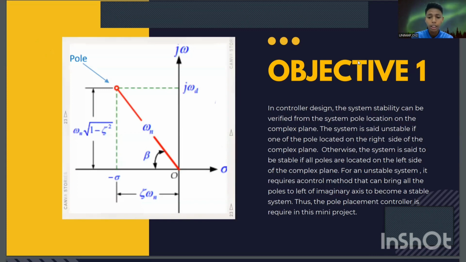the complex plane. The system is said to be unstable if one of the poles is located on the right side of the complex plane. Otherwise, the system is said to be stable if all poles are located on the left side of the complex plane. For an unstable system, it requires a control method that can bring all the poles to the left of the imaginary axis to become a stable system. For example, this pole placement controller.